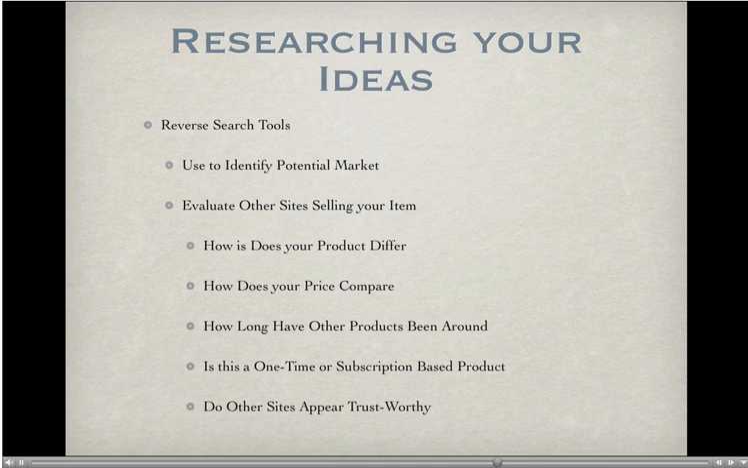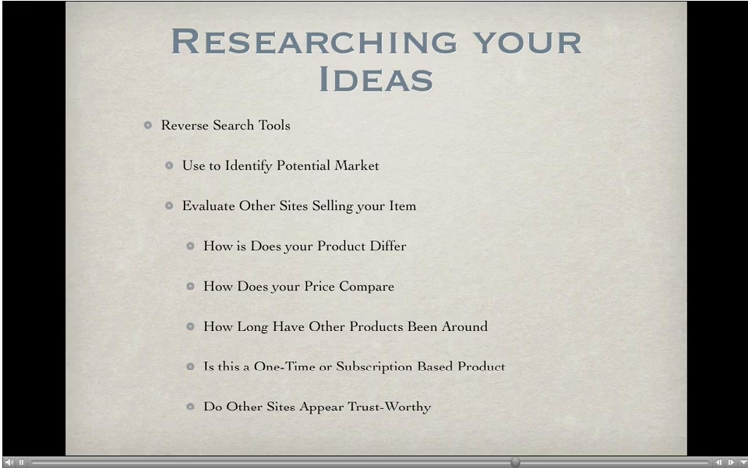How would my product differ from this product? Or how many other sites are selling my product? How does my price compare? If higher, can I justify the price? If lower, will your product be perceived as low quality? How could you combat that problem? Are other sites discounting the product to the point that it will be difficult to sell it at a profit?